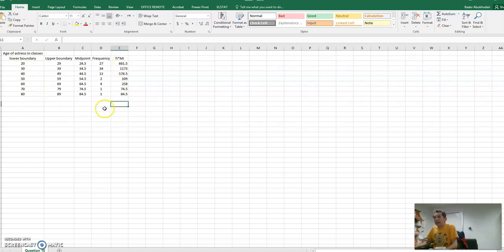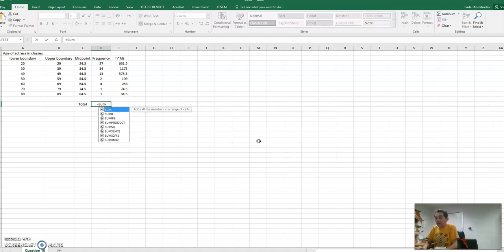Now to find the average, I want the total now. So let me find the total of this. Let me write this over here because I need the total for frequency as well. So total. I want to sum up this column over here. I want to sum this column of the frequency.